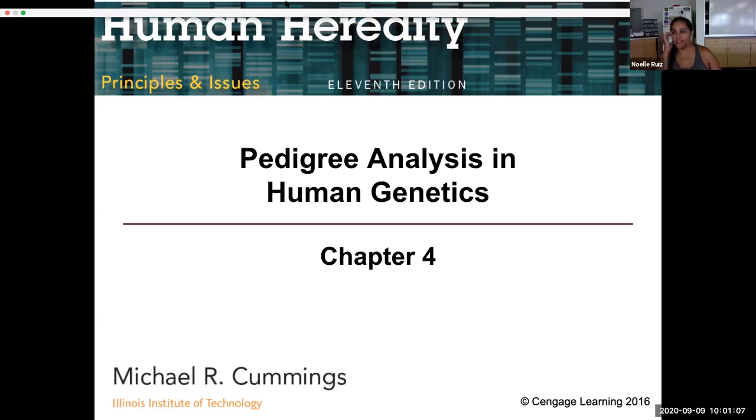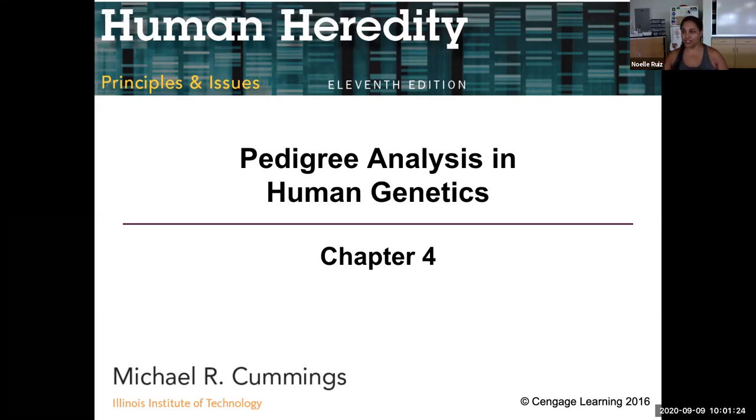Pedigree analysis in human genetics. You guys went over pedigrees a little bit last week in chapter 3, just kind of the general symbols, circles and squares, stuff like that. Here we're going to get a little more in-depth on pedigrees and what they look like if a certain disease or disorder or trait runs in a family. So this is chapter 4.